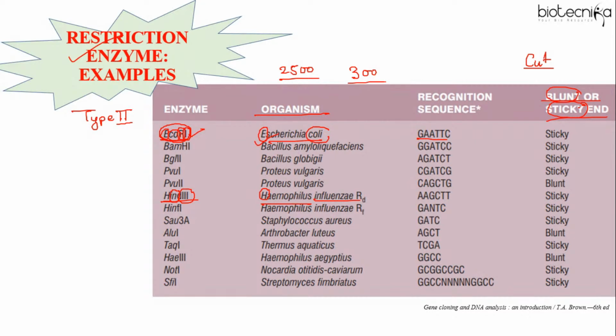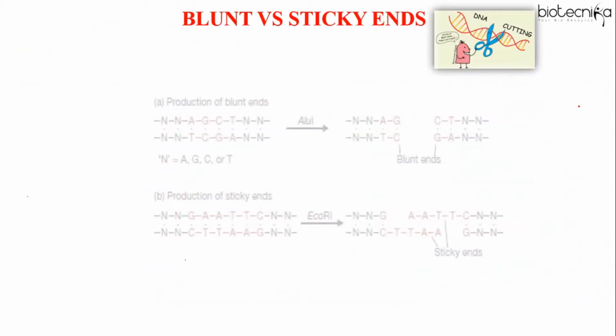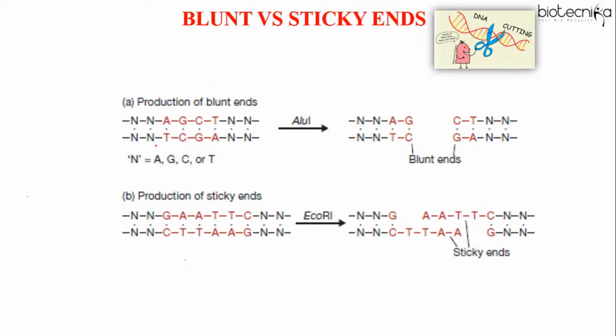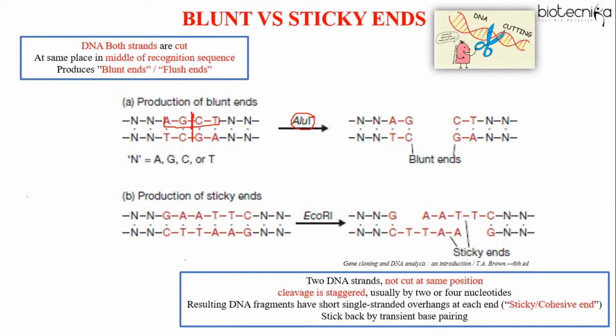The exact nature of the cut produced by a restriction endonuclease is of considerable importance in the design of a gene cloning experiment. Now, what are blunt and sticky ends? So just see this image carefully. Here, N can be any nucleotide, and you can see the nucleotides which are written in red. The bases written in red are the recognition sequence for the enzyme AluI. Now, this AluI is cutting the DNA at the same position in both the strands, right? So both the strands are cut at the same position, that is in the middle of the recognition sequence, and in turn this results in the production of ends called blunt ends or flush ends.